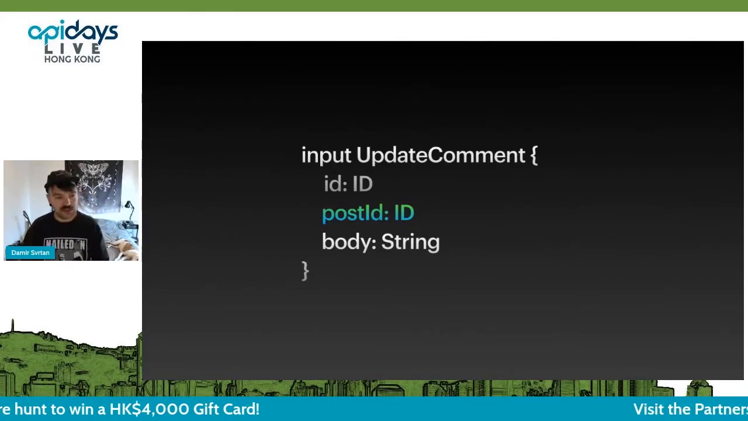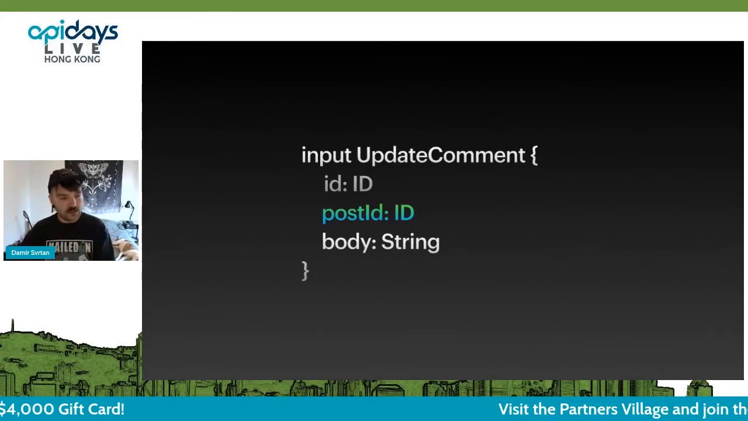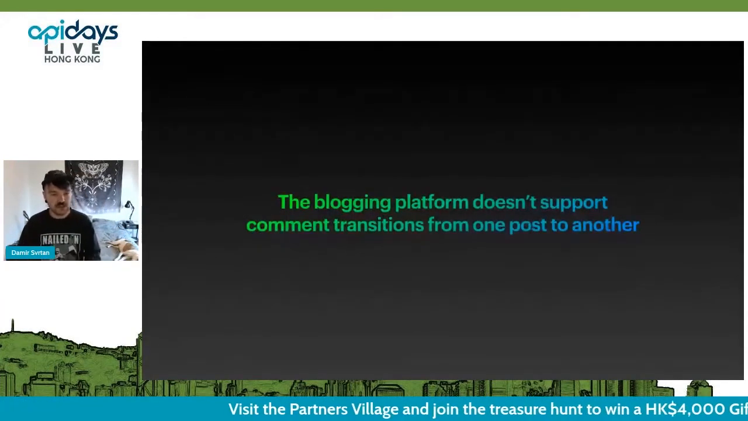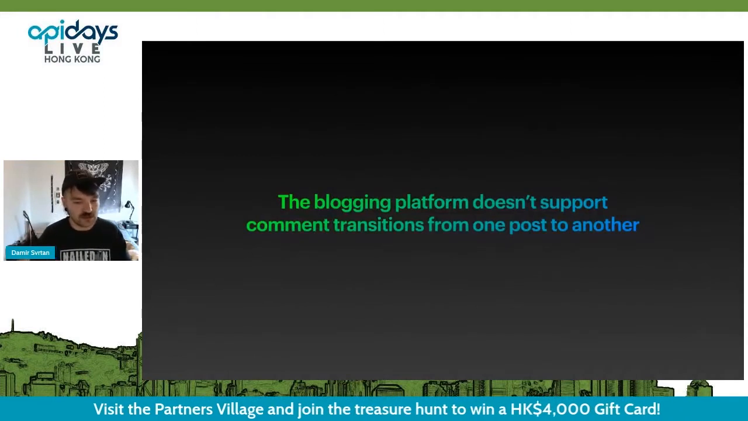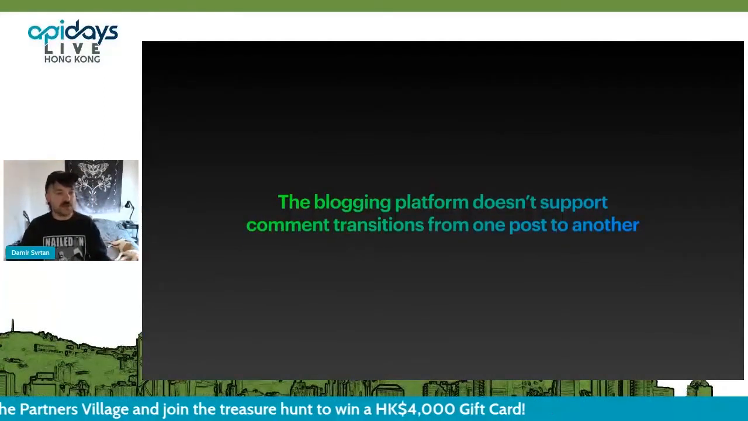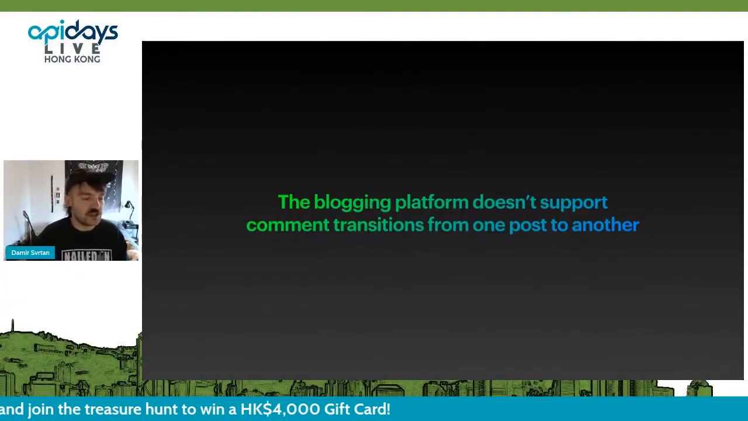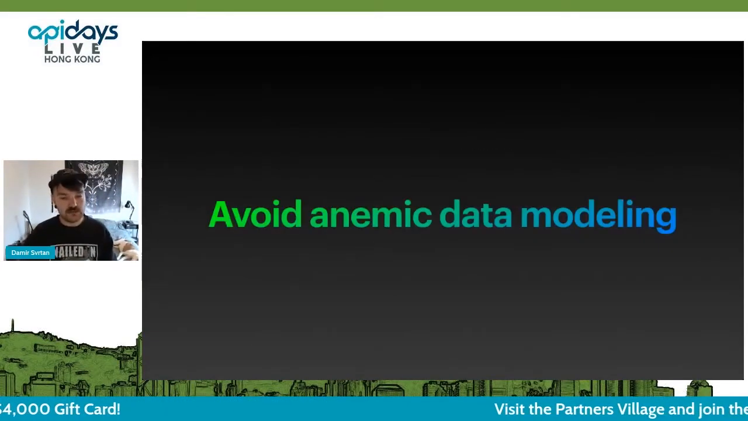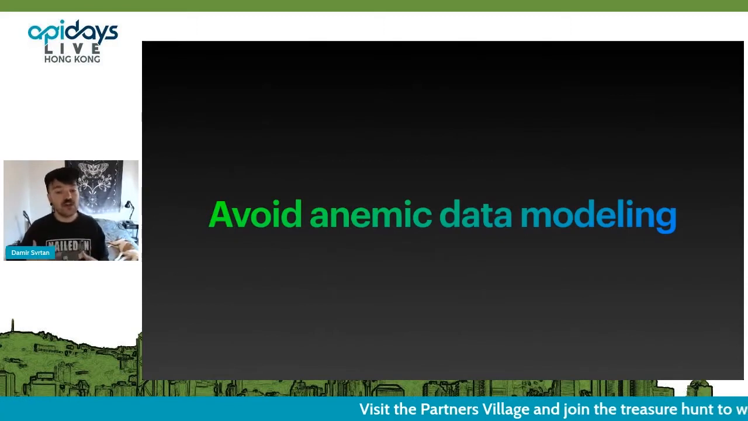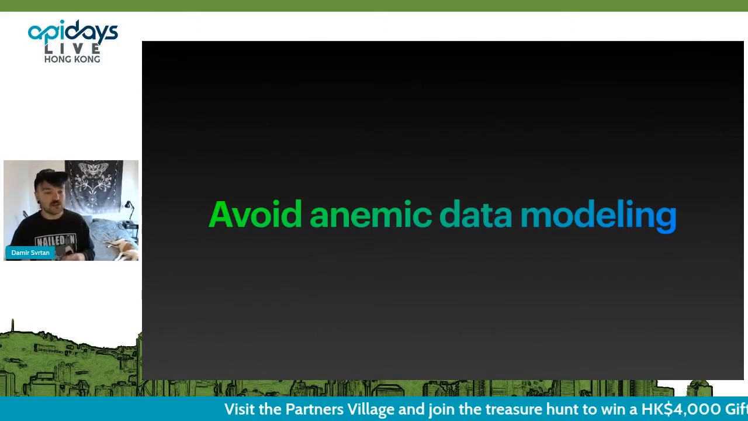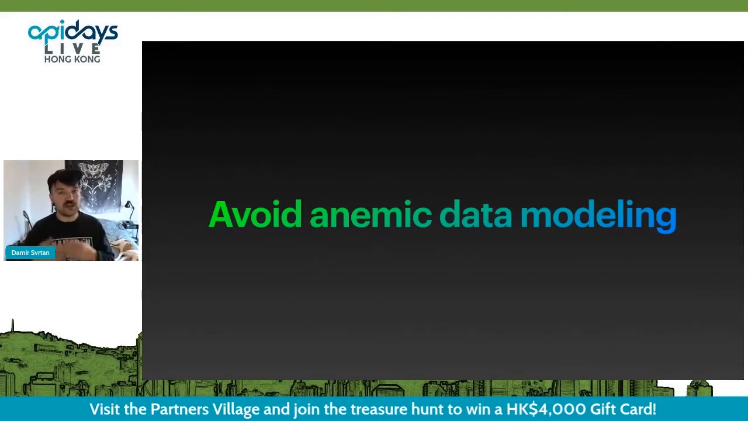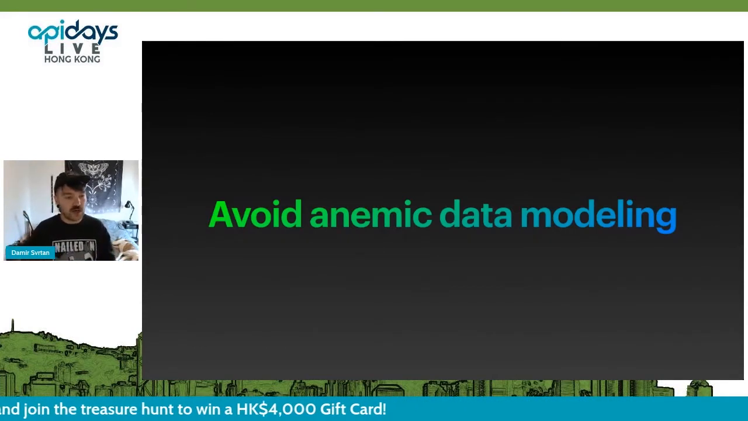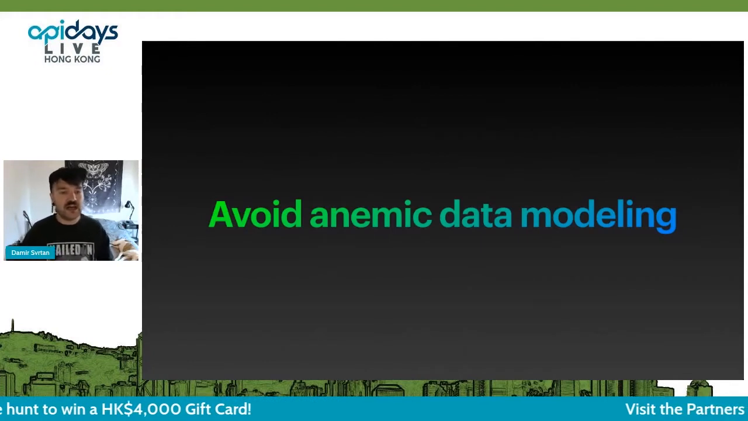Why would you need a post ID? Are you going to, at any point, transition comments from one post to the other? The blogging platform doesn't support comment transitions from one post to the other. Probably I never saw such an implementation anywhere. So why would you then expose this post ID? I would in general say try to avoid anemic data modeling. Sure, the create comment has the post ID. Sure, even the comment resource might have the post ID, but does it mean that we're able to update it? No, these do not have to match.